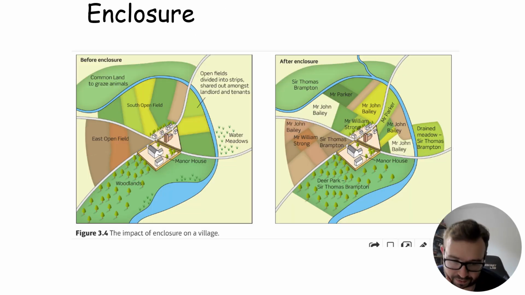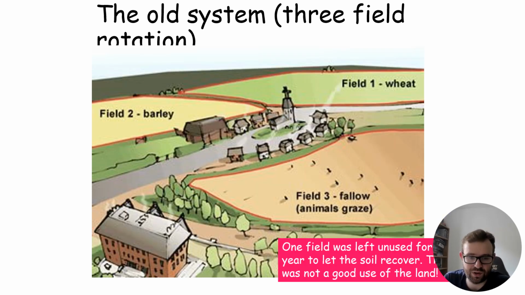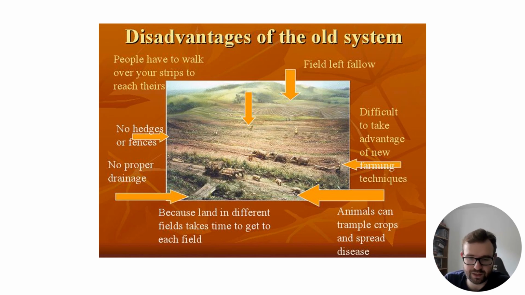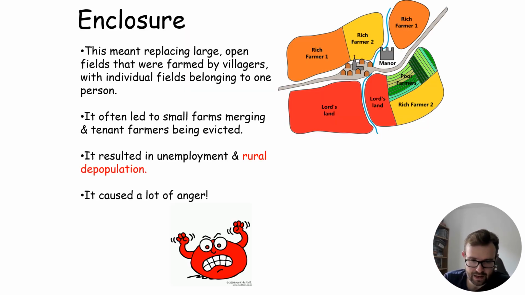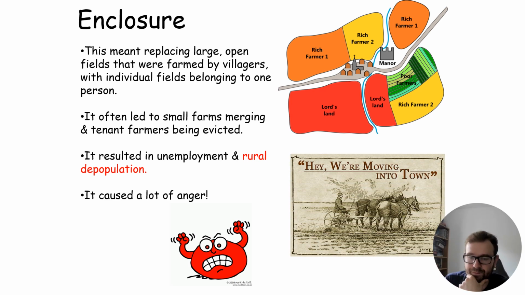So you look at the graphic on the left, you've got the open fields, common land for grazing animals, whereas the enclosures start closing off the land for people to kind of do their own thing on it, which meant less options for the poor. Again, you can pause and have a look at these little graphics just showing you in a little bit more detail what it was like. So enclosures meant replacing large open fields that were farmed by villagers with individual fields belonging to one person. It quite often led to smaller farms merging and tenant farmers just being kicked out. This led to, again, more unemployment, and a lot of people were angry at it.